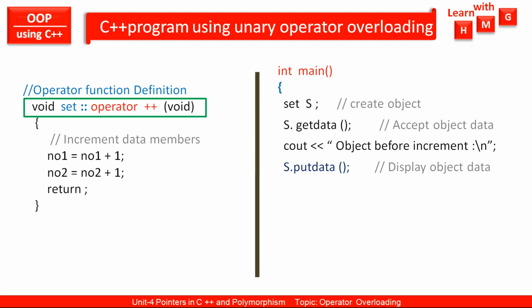Now let us apply the operator function. Applying, that is, calling the operator function, is simple: you have to use that particular operator symbol as per its original syntax. So here I am applying the increment operator on object s in pre-increment format, plus plus s. Like this the object s will get incremented, meaning the operator function will get called, and as we have seen in our definition of the operator function, the values of no1 and no2 are incremented by 1.